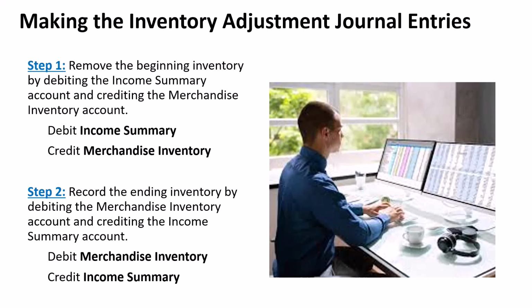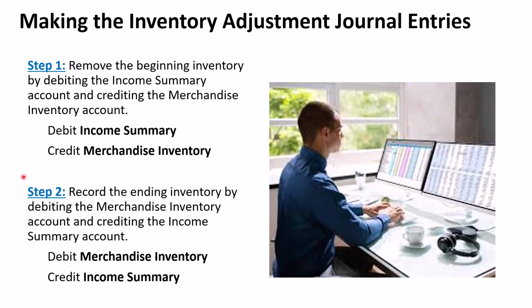Now comes the fun part, adjusting the books to reflect the new inventory balance. And we do that in 2 steps. The first step is to remove the old inventory balance that's been on the books since the last inventory count. Think of it like clearing off the table before you start a new project. So we debit the income summary account and credit the merchandise inventory. And after recording this entry, your merchandise inventory account should be 0.